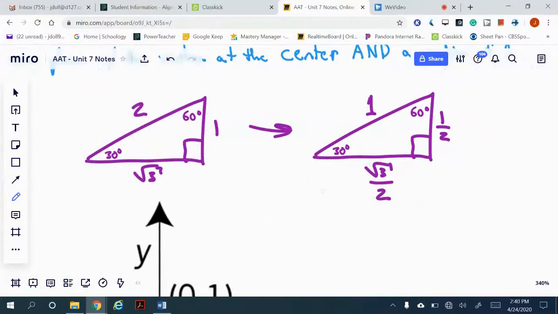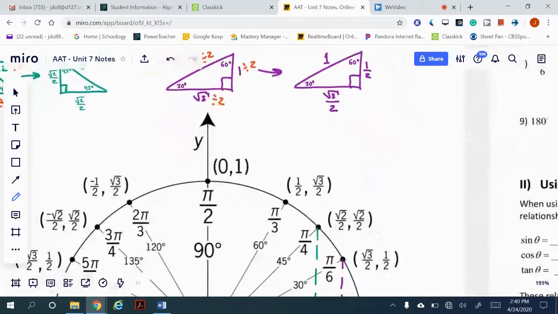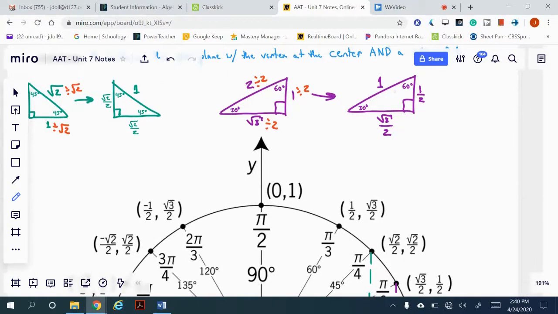Same kind of deal here, except we don't have to worry about dividing by a radical here, because the hypotenuse is 2. So I divide 2 by 2 to get 1, divide 1 by 2 to get 1/2, and divide square root of 3 by 2 to get square root of 3 over 2. Notice the ordered pairs. The values in the ordered pairs here in this first quadrant directly correspond with the legs of these special right triangles that we have once we get the hypotenuse of each equal to 1 by division.